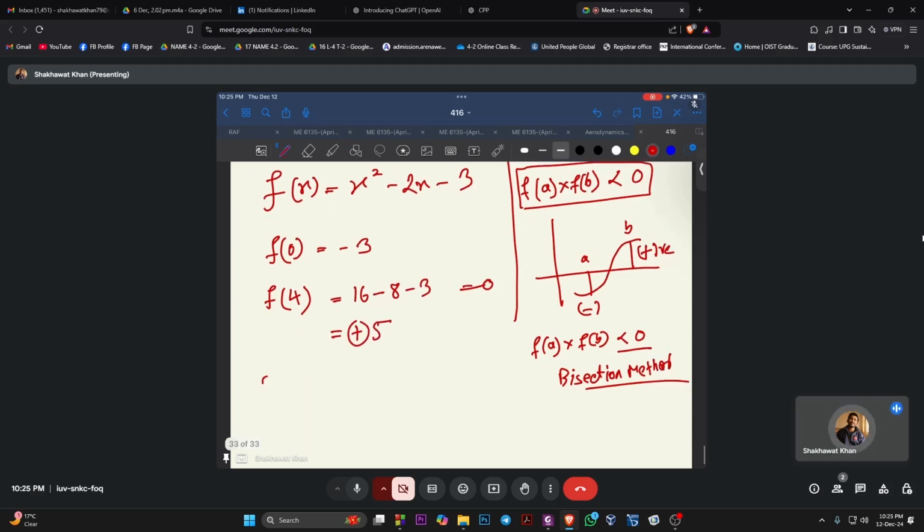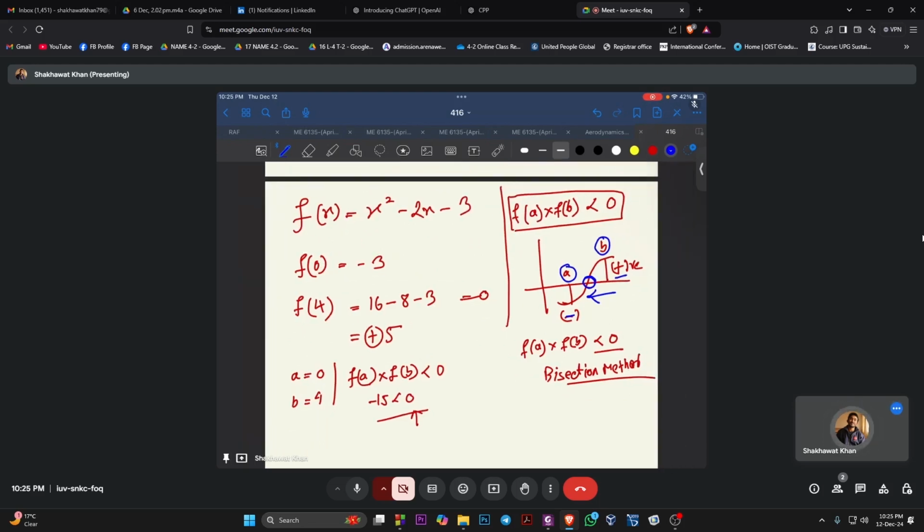So in that case, our value a is 0 and b is 4, and f of a multiplied by f of b is less than 0. The value is minus 15, which is less than 0. So whenever you have an equation like this, with one initial guess that is negative and another guess that is positive, the solution must lie between these two values. In that situation we can use the bisection method.